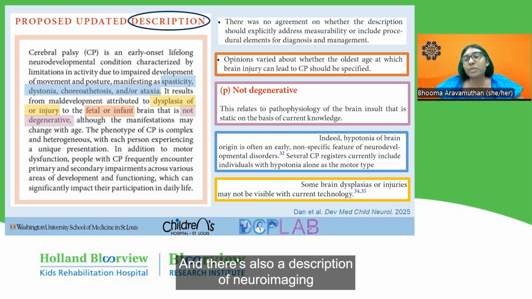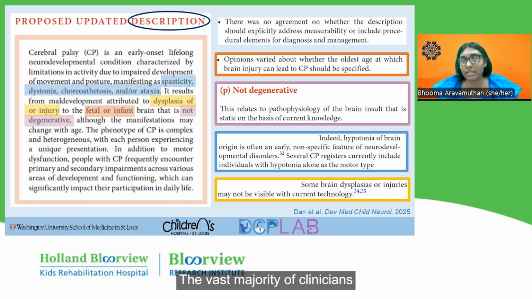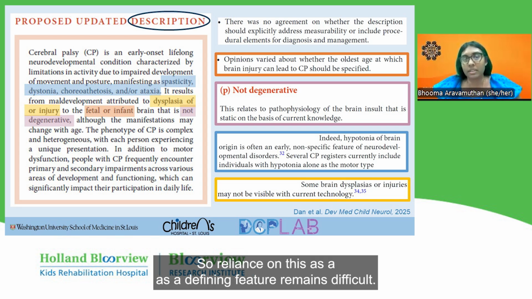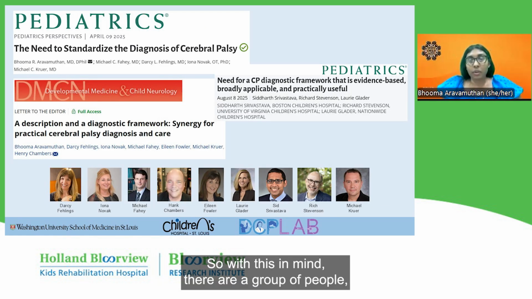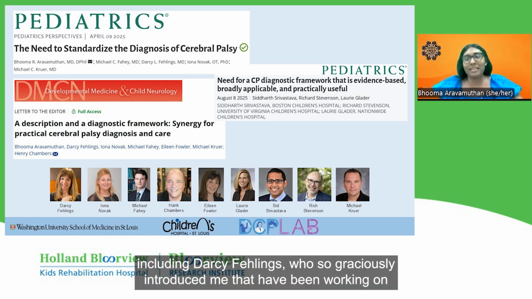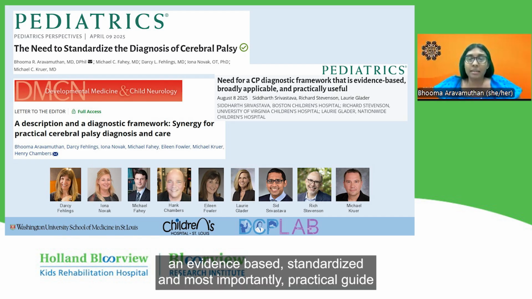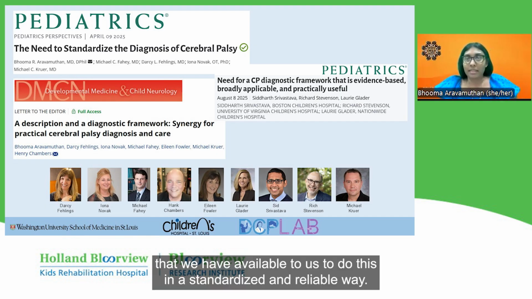And there's also a description of neuroimaging findings of CP, which I've already described. The vast majority of clinicians agree that this limits the inclusive nature of a CP diagnosis. So reliance on this as a defining feature remains difficult. So with this in mind, there are a group of people, including Darcy Failings, who so graciously introduced me, that have been working on an evidence-based, standardized, and most importantly, practical guide for how to diagnose cerebral palsy based on the vast body of evidence that we have available to us to do this in a standardized and reliable way.